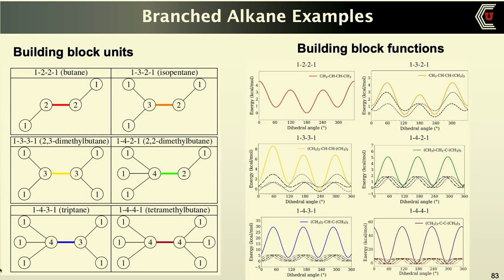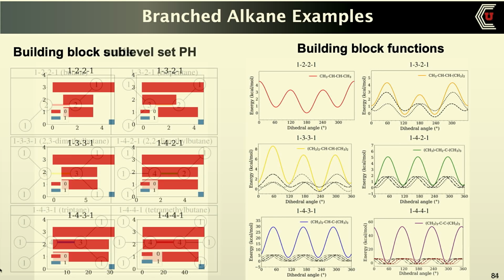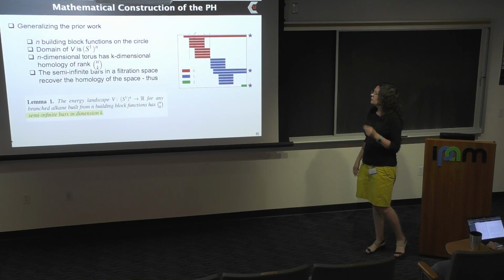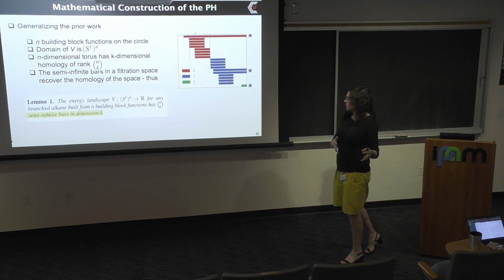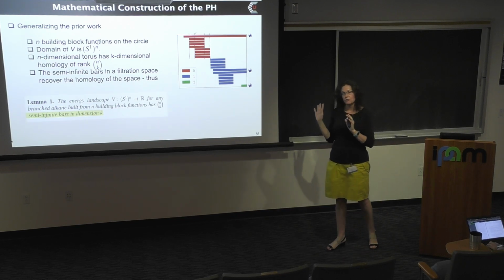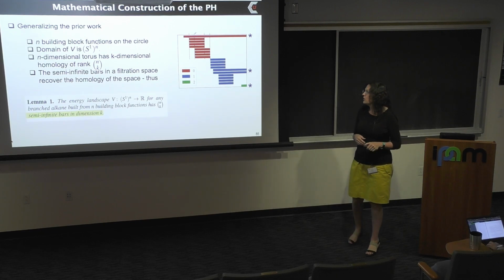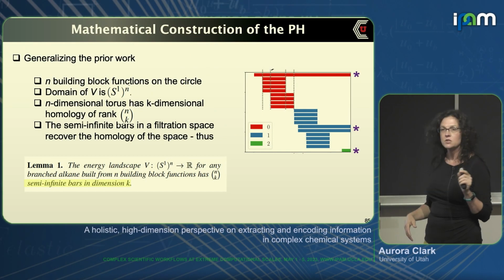And we've got our building block functions. And then we've got the building block sublevel set persistent homology diagrams. And so if we want to generalize relative to our prior work, for right now for this example, we're still just dealing with conformations based upon dihedral angles. We know we've got n building block functions that are on the circle.